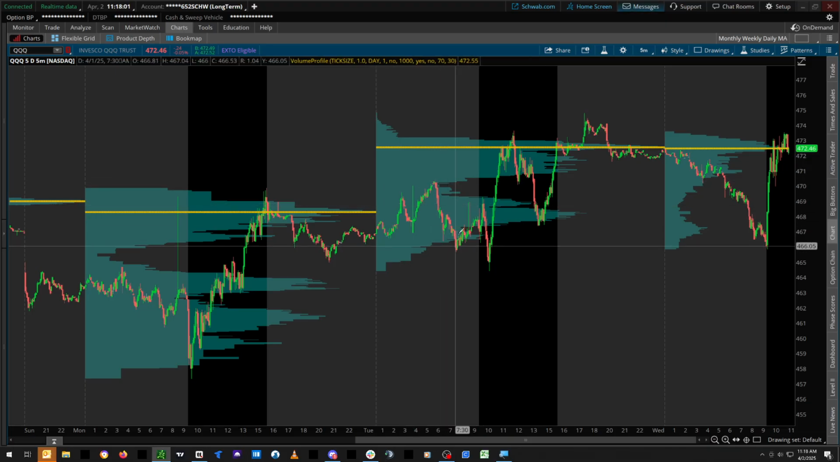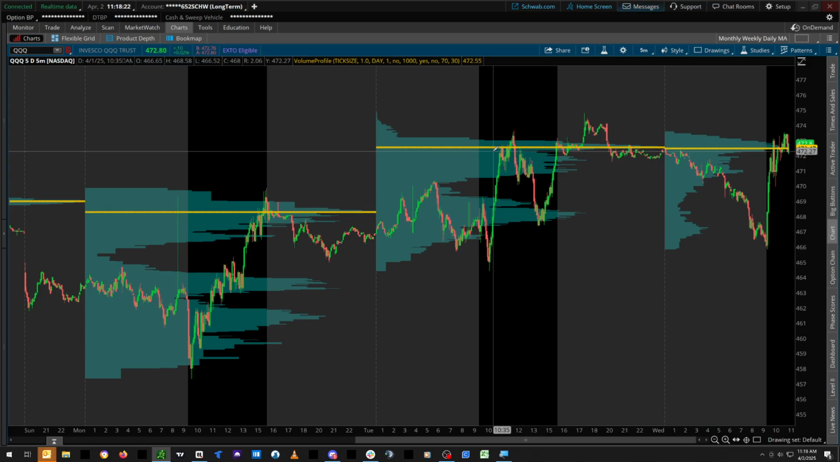Dip down, go way up, come way down, go back up. But in the end, this yellow line is where the action was. This is where more contracts were traded here.